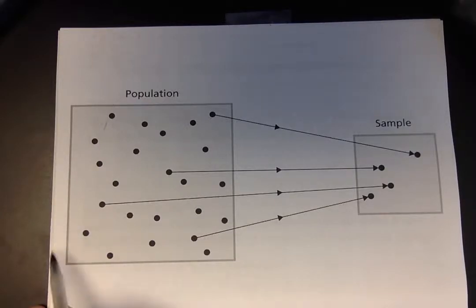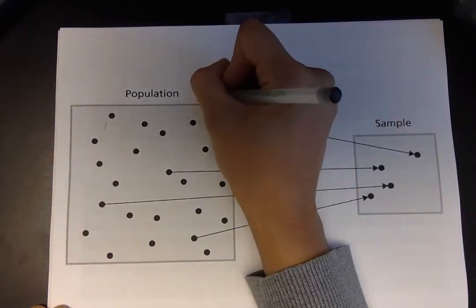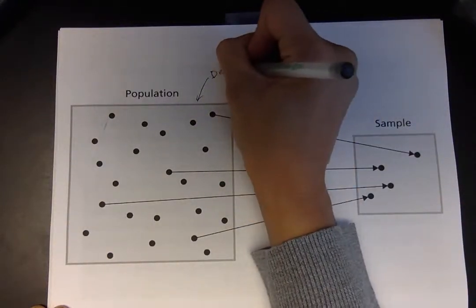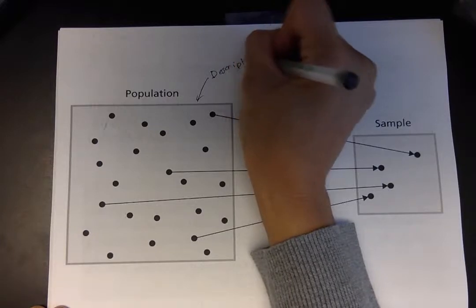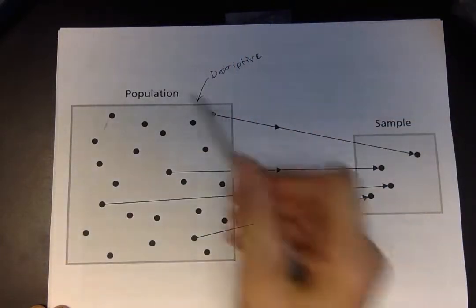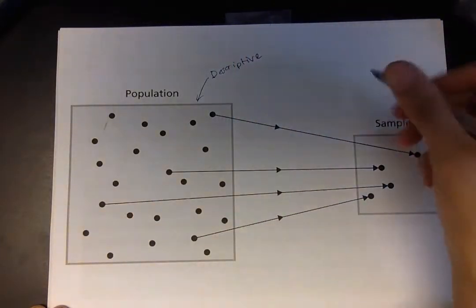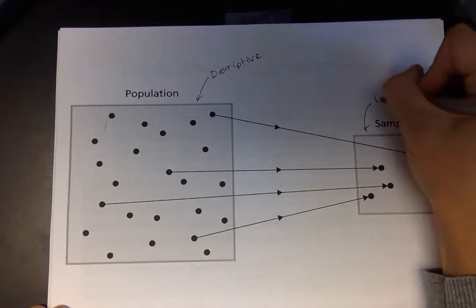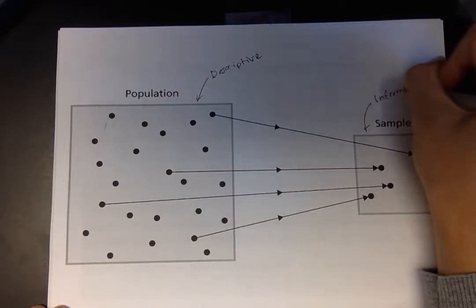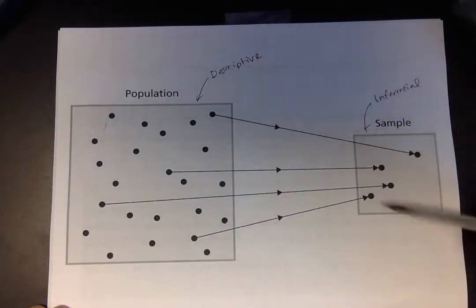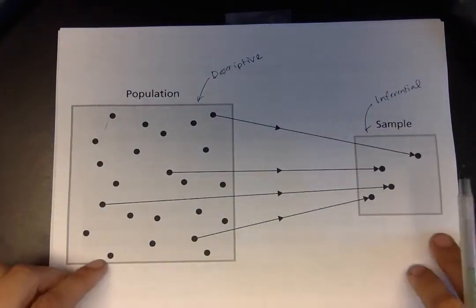And I've been using sample and population, so just to remind you what that means. A population is everything that could possibly be included, and the sample is the subset of the population that we're choosing to do some data analysis on. If you are looking at descriptive statistics, you're doing your data analysis on the entire population. If you're doing inferential statistics, then you're only doing your analysis on this sample of the population.